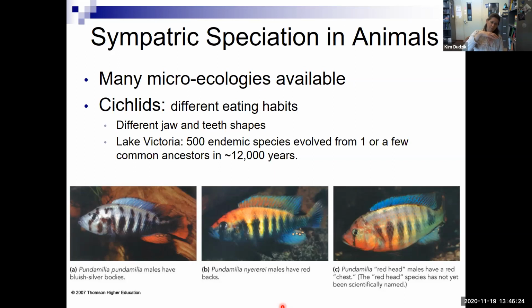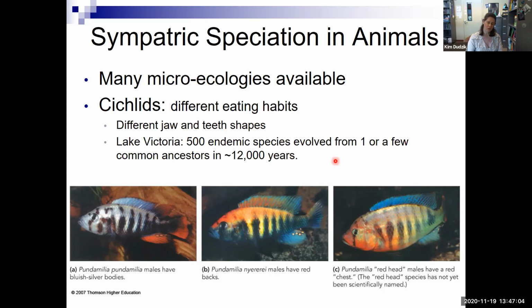You stay on the floor of the lake, you're not going to mate with the species above you. That's their habitat, and vice versa. Here you can see they're pointing out that they even evolve different coloration to attract mates of their own species, as well as different jaw and teeth shape. In Lake Victoria, there are 500 endemic species that evolved from one ancestor, maybe a few ancestors. This occurred 12,000 years ago. So that's sympatric speciation.